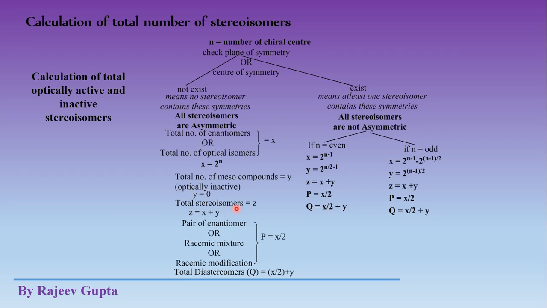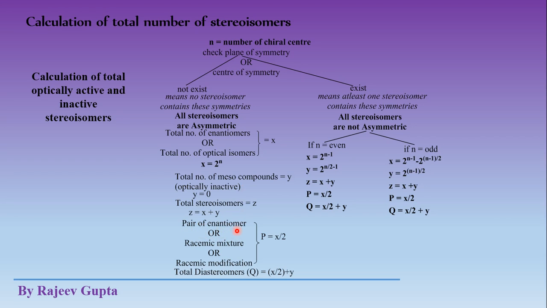So total stereoisomers will be optically active isomers plus optically inactive isomers. This is x plus y. So z will equal x in this case, because y equals 0. So z equals x. The total number of stereoisomers in this case will also be 2 to the power n. So x is 2 to the power n, and z is also 2 to the power n. Both are the same because optically inactive compounds are 0 in this case. Now come to the pair of enantiomers.